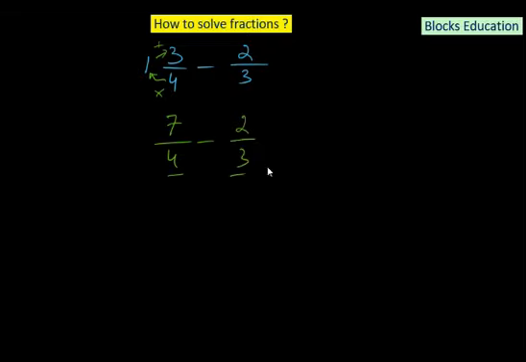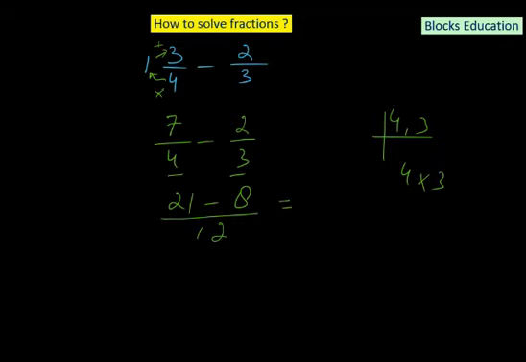Now let's take the LCM of 4 and 3. No table can divide it, so simply it is 4 into 3, which is 12. So 12 divided by 4, which is 3. Multiply 3 with the 7. 3 7s are 21, minus 3 4s are 12, and 4 2s are 8. So it is 21 minus 8, which is equal to 13 over 12. Now in the form of a mixed fraction you can write 13 inside, 12 outside, 12 1s are 12, remainder is 1. So you can write as a mixed fraction one whole number and 1 over 12.